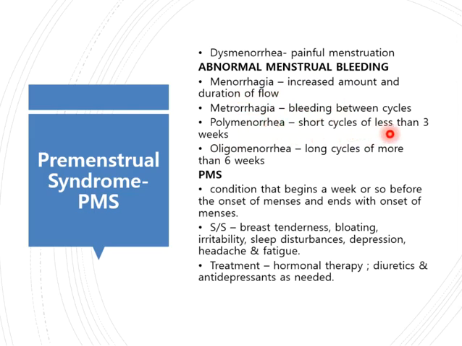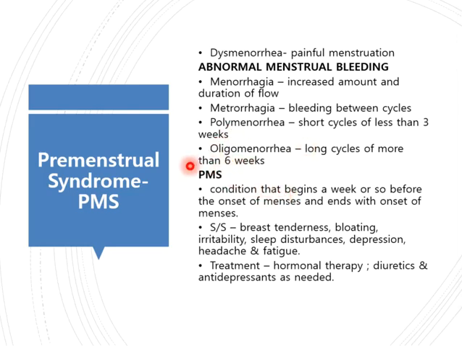Polymenorrhea is where there are short cycles of less than 3 weeks. So you just had menstruation and again within a week you have menstruation. That's polymenorrhea. Oligomenorrhea is when the cycles are greater than 6 weeks. These are all abnormal menstrual bleeding. The menstrual cycle should normally be 28 to 35 days. If it is longer than that, something is wrong. That's oligomenorrhea. And if it is shorter than that, then that is polymenorrhea.